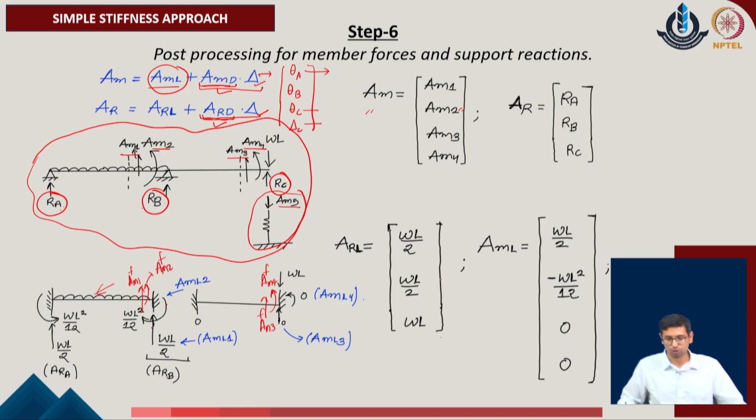So, these are the 4 values which have been identified over here. We have written them as A of ML in this case, and these values will appear as WL by 2 positive upward, WL square upon 12 which is negative because it is clockwise, and for the member 2, as there are no member loads available, it will be 0 for both the cases in the given system.